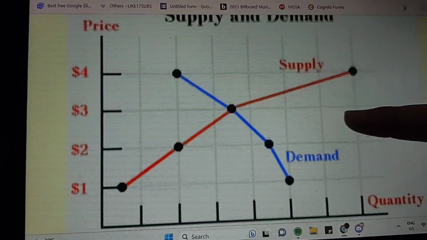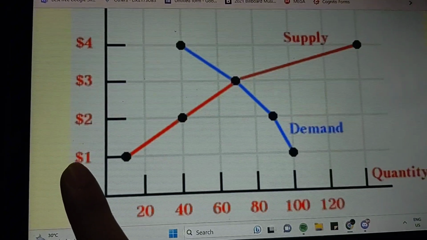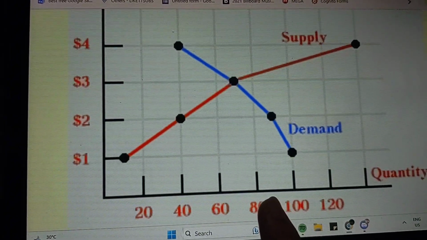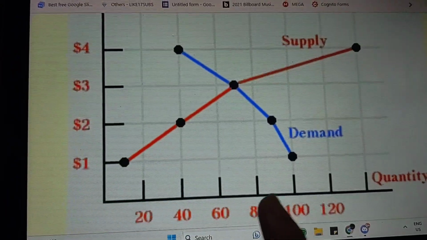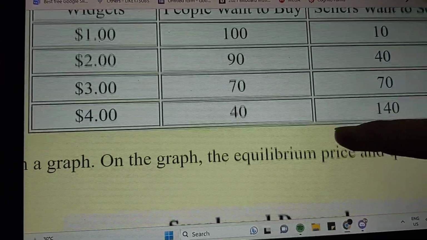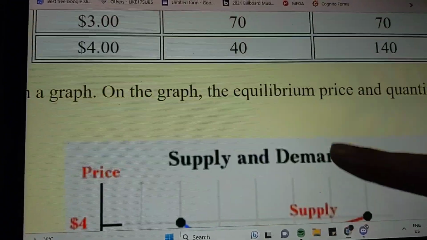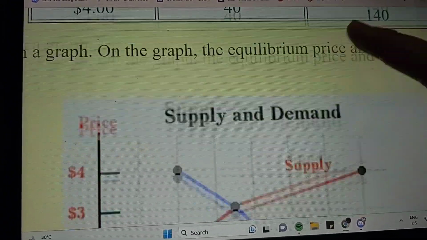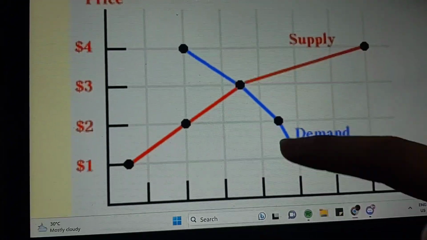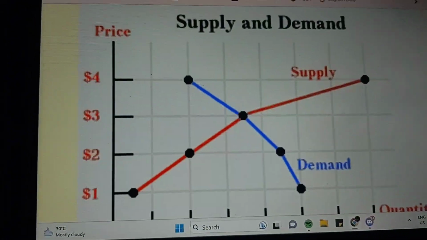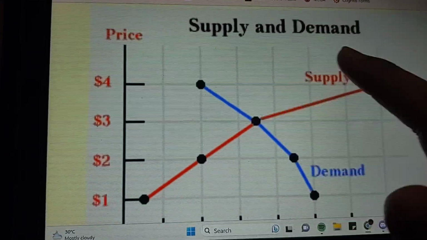That is the quantity supplied. For the quantity demanded, at the price of $1, we have 100, at the price of $2, we have 90, at the price of $3, we have 70, and at the price of $4, we have 40.